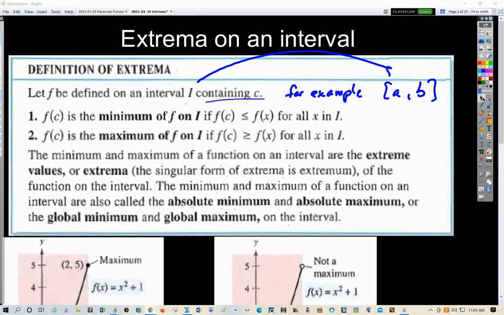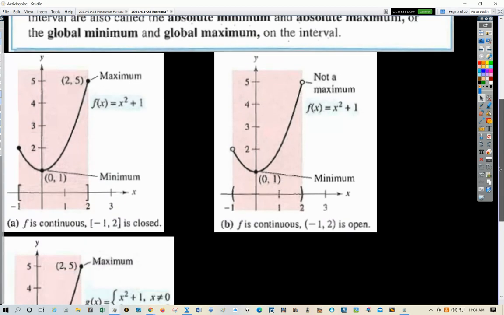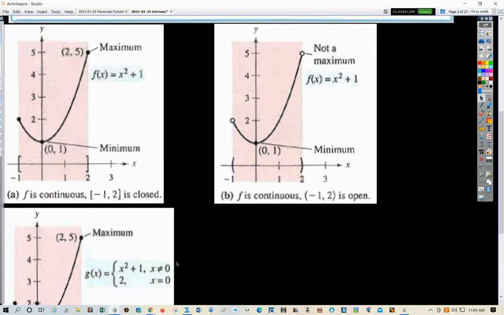Okay, so let's look at a couple quick examples here, just some pictures. So we're going to talk about absolute extrema for these examples here. So we're looking at this interval. This is a closed interval from -1 to 2, right? Because look, the endpoints are solid. Okay, so we've got to put the closed brackets at the edges of our interval.